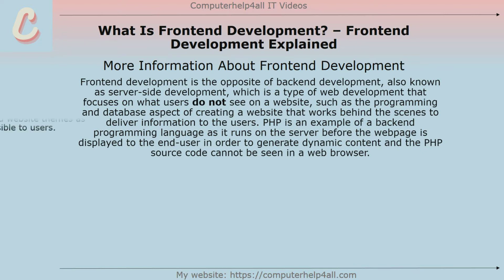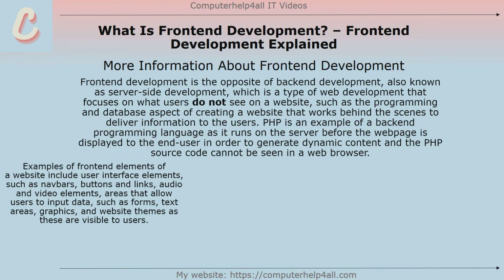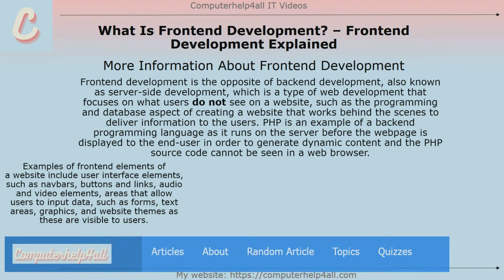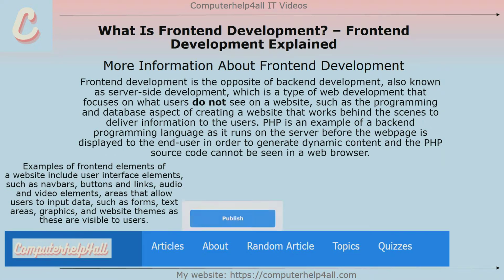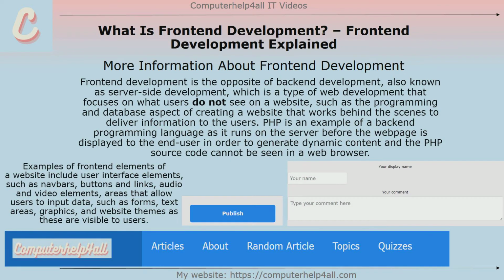a web browser. Examples of front-end elements of a website include user interface elements, such as nav bars, buttons and links, audio and video elements, areas that allow users to input data, such as forms, text areas, graphics, and website themes as these are visible to users.